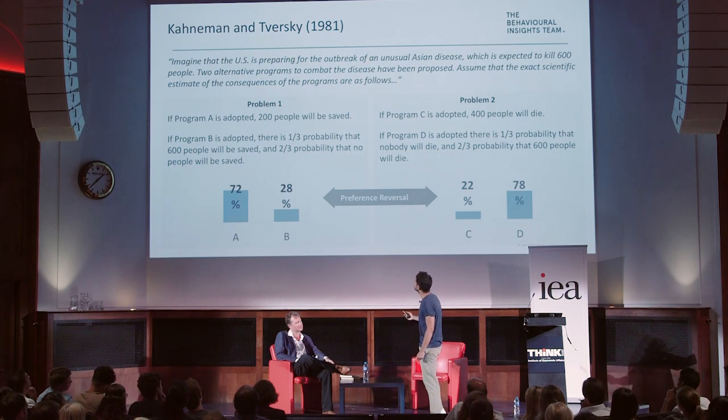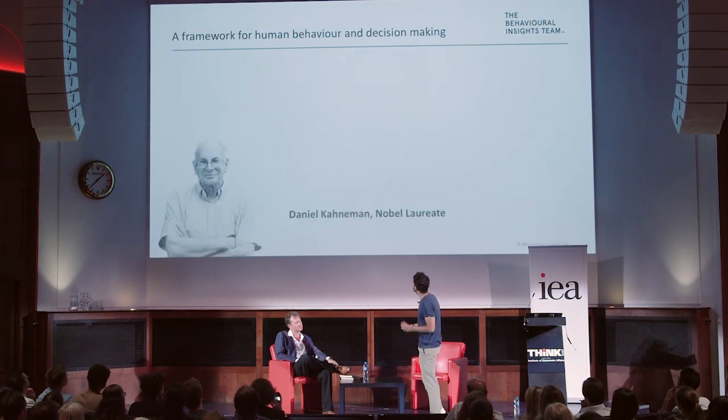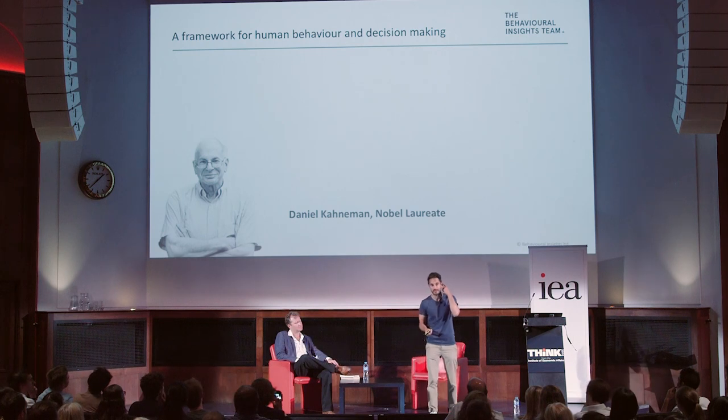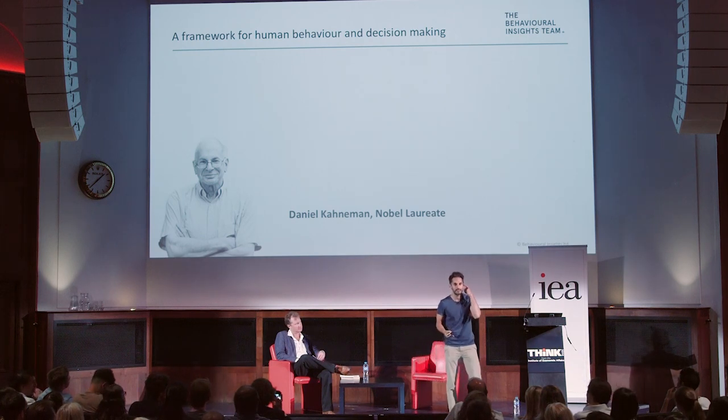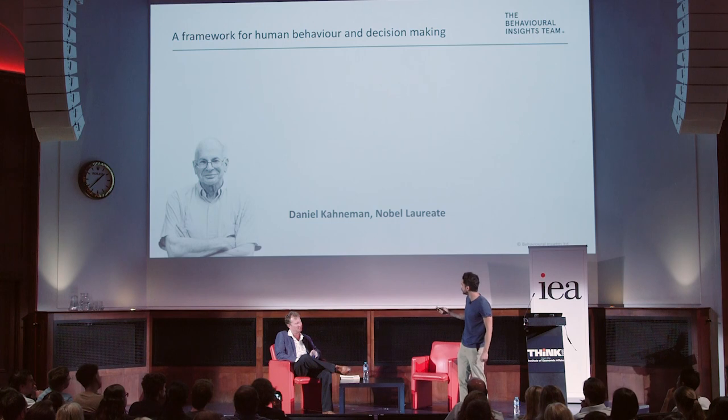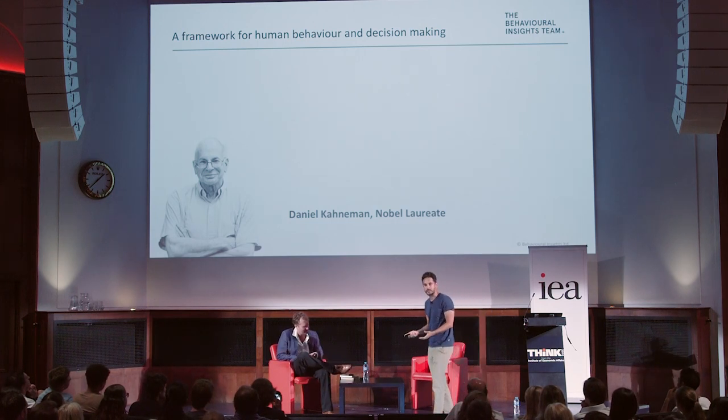Now, Danny Kahneman, because he's such a big man, obviously, he goes on to win the Nobel Prize in Economics, even though he's a psychologist. He does it without even trying. Some people are just like that. What can you do? And decades of behavioral science research will show you in one slide here.